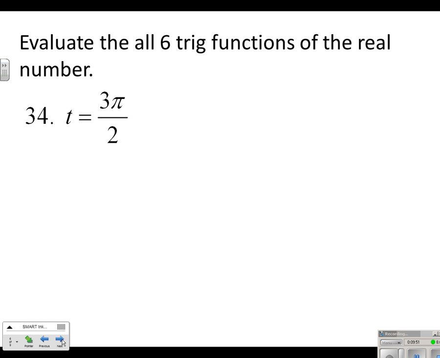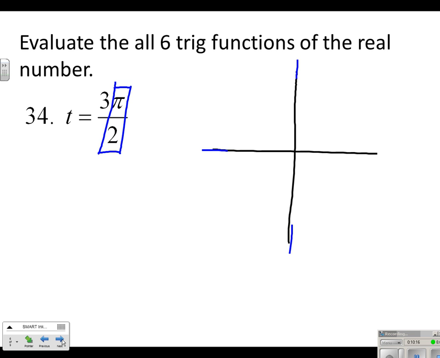Evaluate all 6 trig functions. Right now, if you've been thinking, hey, I can just do all this with Soh Cah Toa, this is when you're going to find out, you know what, that doesn't always work very well for us. 3/2 pi, or 3 pi on 2, or 3 steps of pi on 2, 180 on 2, 90, 3 steps of 90 degrees, 1 step, 2 steps, 3 steps. We don't even have a triangle. How can we Soh Cah Toa with no triangle?